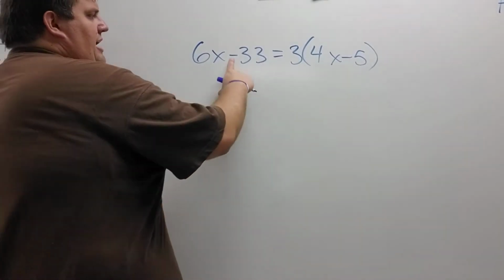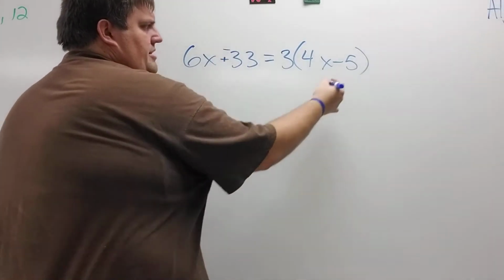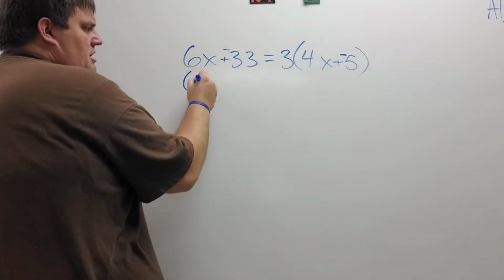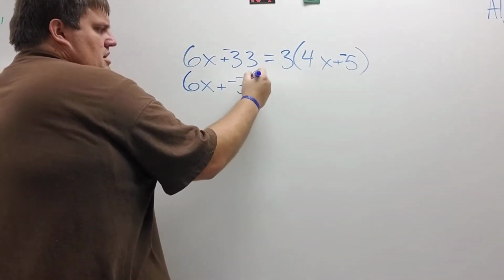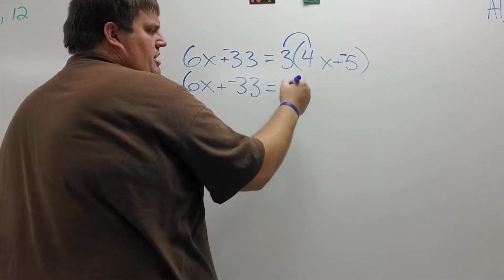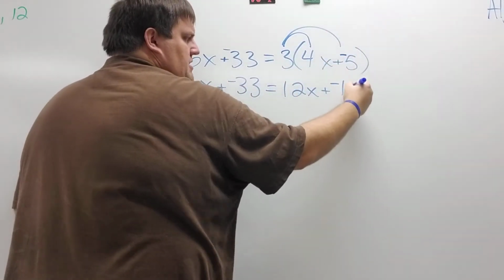So again, I don't like these minus signs. If it's okay with you guys, I'm just going to add the opposite, so I know I don't lose those negatives. So over here, I got to distribute. 3 times 4 is 12x. 3 times negative 5 is negative 15.